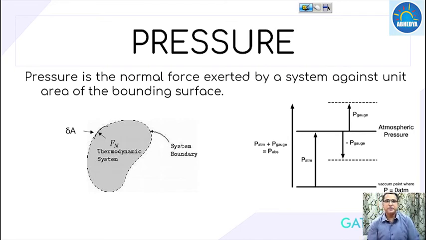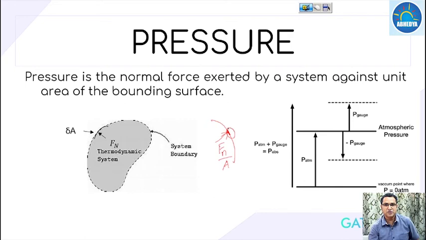Now first is pressure. So what is pressure? Pressure is nothing but the normal force exerted on any surface. Now suppose this is your surface, and if we consider this particular area, then the force normal to that surface, what is the value of the normal force exerted? So this is force per unit area, force divided by area.